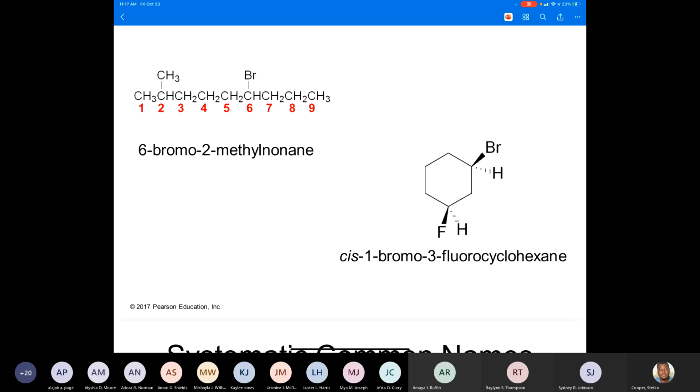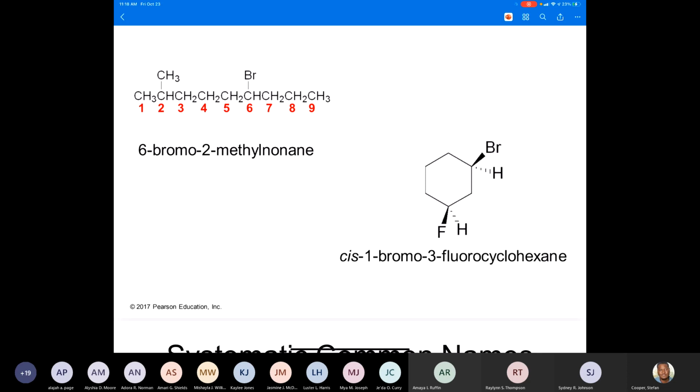All right, hopefully everyone knows that the carbon with the bromo should get the lowest numbering, right? Why? Bromine has a higher atomic number than fluorine does. And so that means that the carbon that has the bromine will be the higher priority carbon, and that higher priority carbon should get the lowest numbering. So I should put 1 at the carbon that has bromine, and the carbon that has the fluorine will be 3. So I can say 1-bromo-3-fluorocyclohexane.